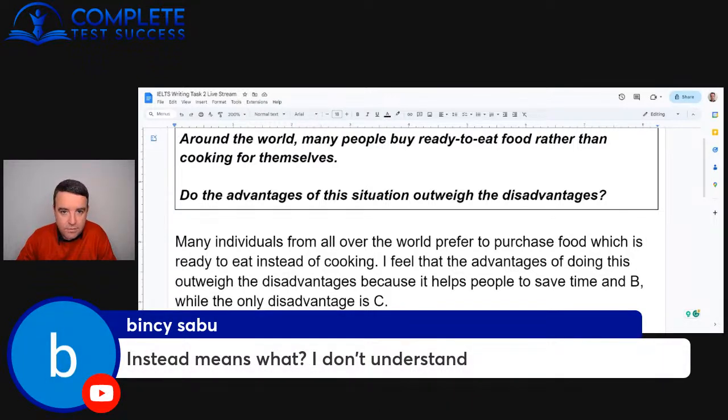Instead means what? I don't understand. Instead, rather than, same as rather than, Bincy.